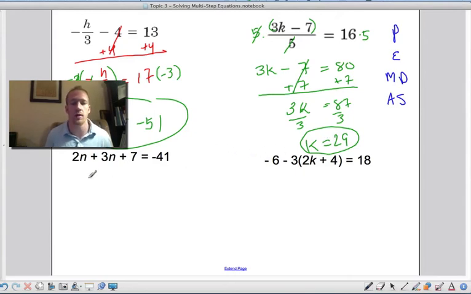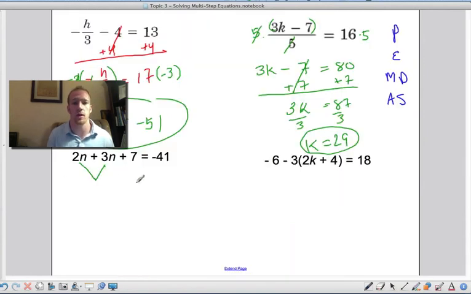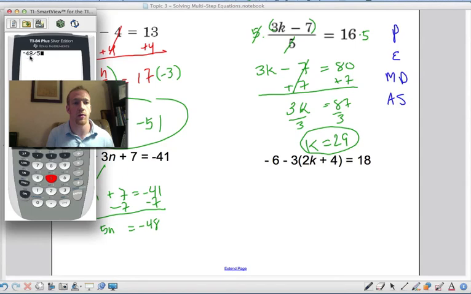It just tends to be easier to show you how to do the steps when we're not constantly getting the calculator out. So here we said that you may have to also combine like terms or distribute. So those are our next two examples. Here we have a 2n and a 3n. That gives me 5n plus 7 equals negative 41. Alright, now I subtract the 7. And that gives me 5n equals negative 48. Alright, that doesn't divide evenly.